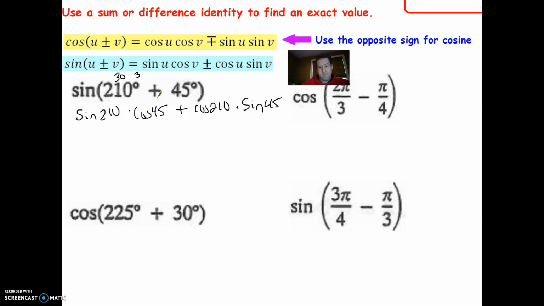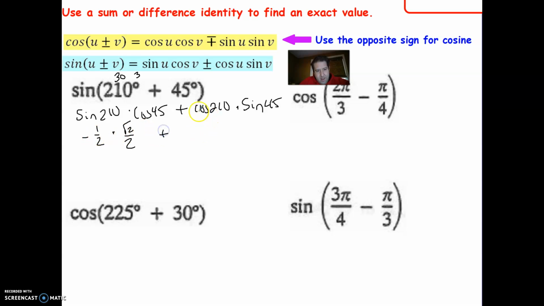Once again, you should just have these 30, 45, and 60 values memorized. This is a 30-degree angle in the third quadrant, so sine of 30 degrees is square root of 3 over 2. I'm sorry, sine of 30 degrees is 1/2, and since it's in the third quadrant, it's going to be a negative 1/2. Multiplied by cosine of 45, which is square root of 2 over 2. It's in the first quadrant, so I don't have to worry about that.